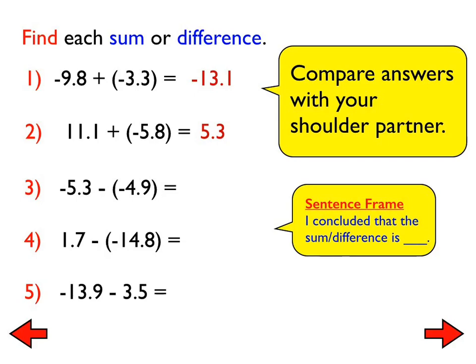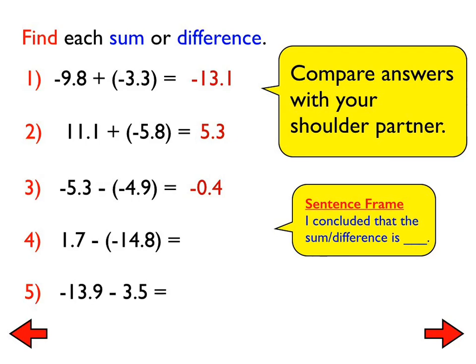I concluded that the difference is negative 0.4. We have 5.3 negatives. This is a subtraction problem. We've tried to work on this idea of adding the opposite. Turn every subtraction problem into an addition problem. So we have 5.3 negatives and only 4.9 positives. We have 0.4 more negatives than positives, and that is one reason why the difference is negative 0.4.